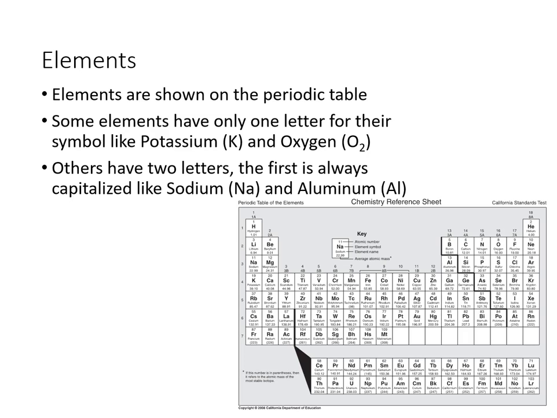Elements are shown on the periodic table. Some elements have only one letter for their symbol, like potassium, which is the letter K, and oxygen, which is the letter O. Others have two letters. The first letter is always capitalized, like sodium, which is Na, and aluminum, which is Al. Be careful with aluminum because a lot of times some people think that's an I, but I is actually iodine. That's a completely different thing. So you got to be very careful. That's Al.